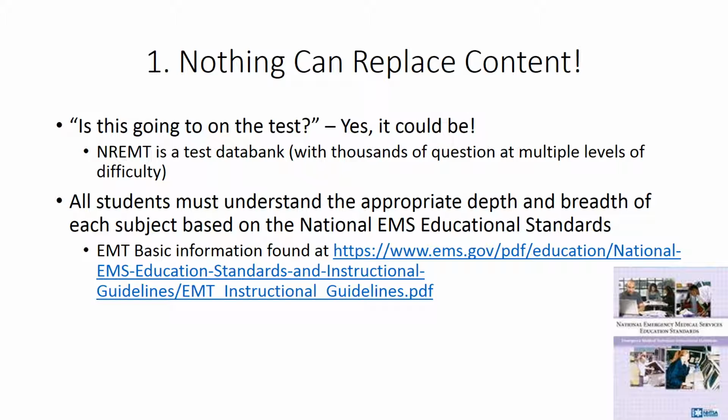Now, it is up to you. It is ultimately your responsibility to make sure that you understand an appropriate level of depth and breadth of each and every subject.